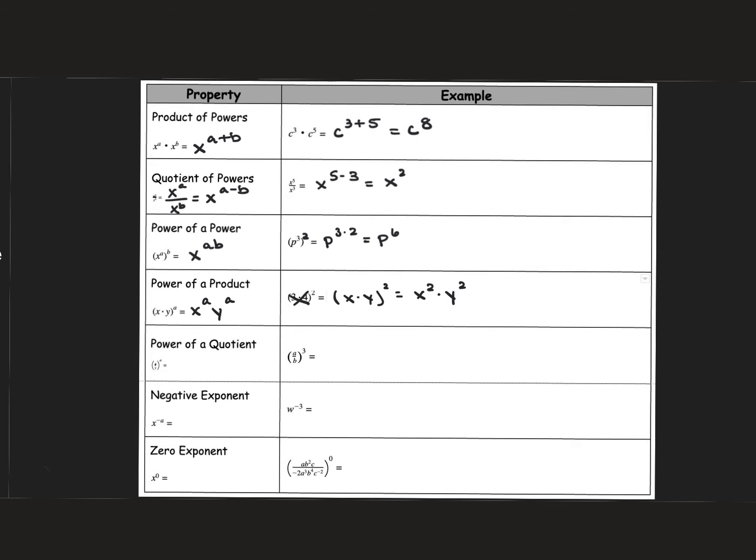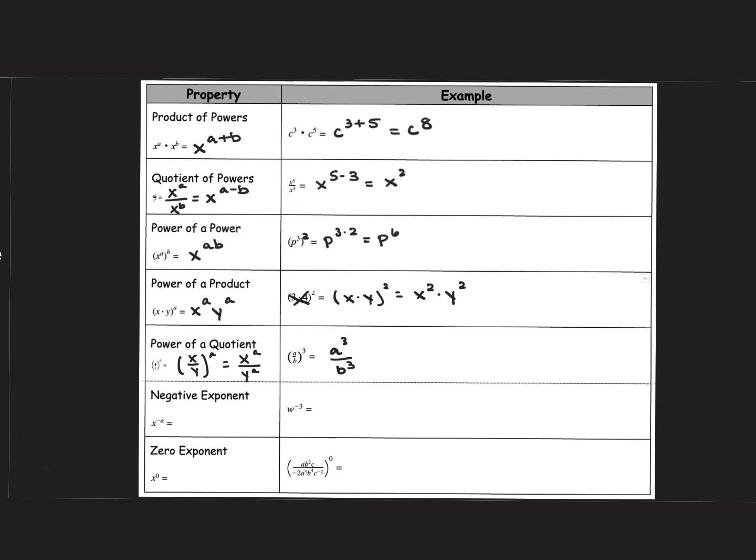All right. Now we have power of a quotient. Same thing here, and this is a little small, so I'm going to rewrite it. So I have x divided by y raised to the power of a. So that's going to give me x to the power of a and y to the power of a. Same thing with a divided by b raised to the power of 3. I have a to the power of 3 and b to the power of 3.